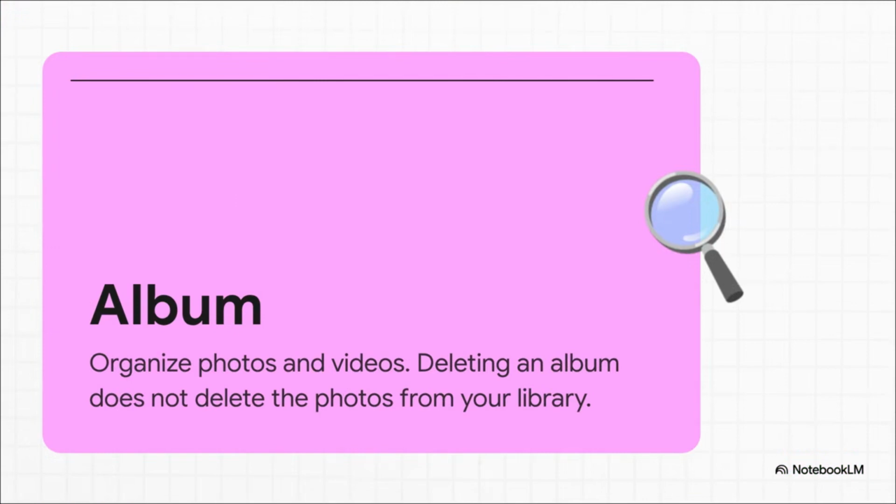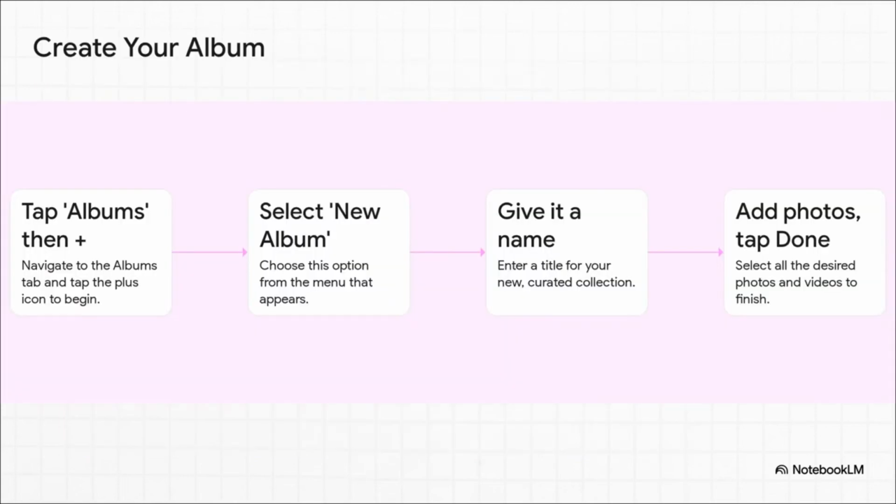Okay, here's the absolute key thing you have to get about albums. An album doesn't actually copy your photos. Think of it more like a playlist for your pictures. You're just creating a shortcut to the original photo that's already in your library. And why is this so amazing? Because it means you can create 100 albums if you want, and it won't take up a single extra bit of storage on your phone. It's all virtual.